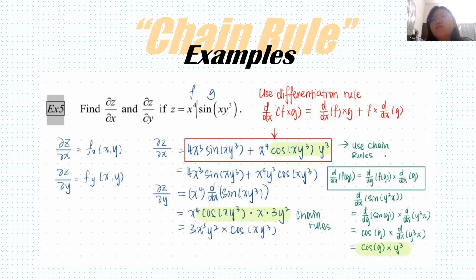The formula of the chain rule will be used as d/dx f(g) equals d/dg f(g) times d/dx g. After solving this part using the chain rule, we will substitute the value into the equation we found, and then move on to the next step. Next, when we differentiate with respect to y, we will also use the chain rule at the second line of the solution.